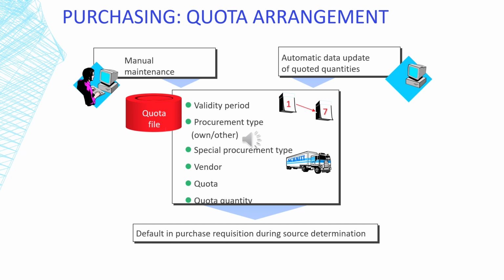Now we will understand quota arrangement. In this picture we will be understanding the quota arrangement. In quota management, we have a validity period, procurement type, special procurement type if any, vendor, quota, and quotation quantity.